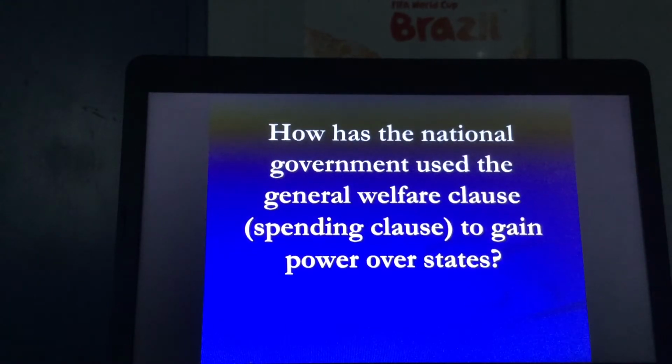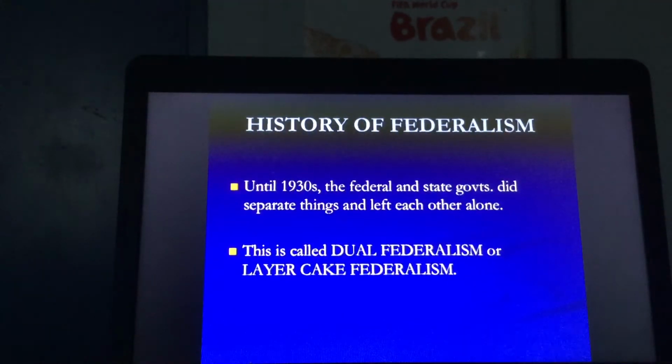Okay, so we're going to look at how the national government has used the spending clause to gain power over states. And go ahead and pause the video and let them write this.